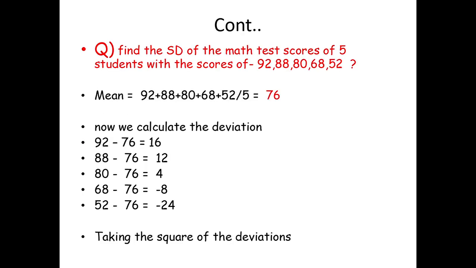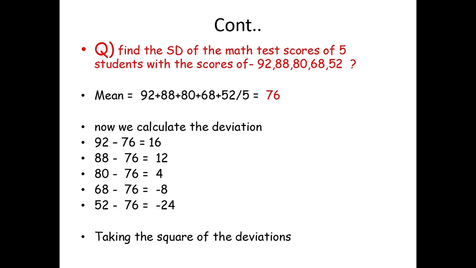So this is the example I am giving. Find the standard deviation of the math test scores of 5 students with the scores of 92, 88, 80, 68, 52. In this case, mean is equal to (92 plus 88 plus 80 plus 68 plus 52) divided by 5, which is equal to 76. So now we calculate the deviation. The deviation is 92 minus 76 is 16, 88 minus 76 is 12, 80 minus 76 is equal to 4, 68 minus 76 is minus 8, then 52 minus 76 is equal to minus 24.